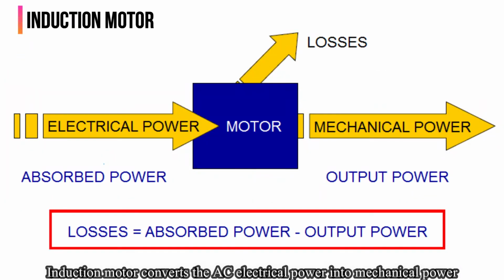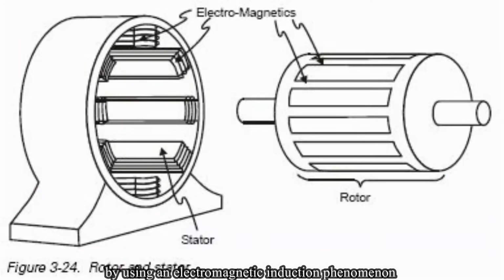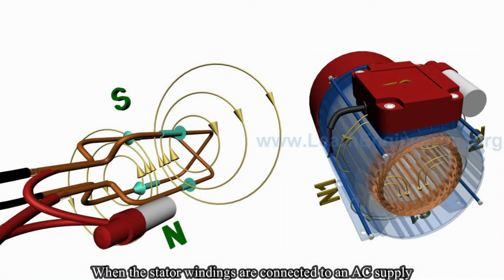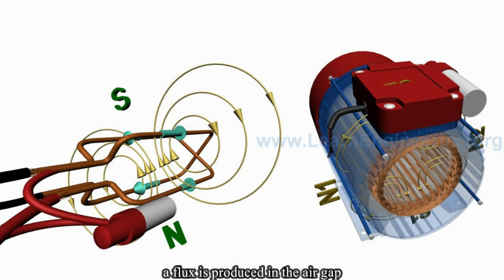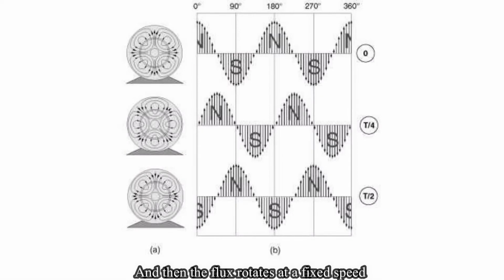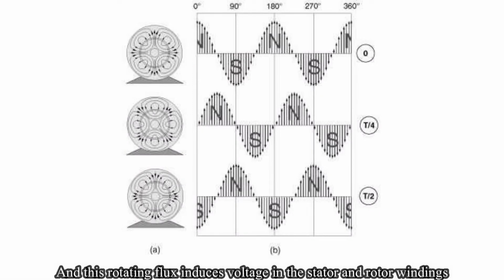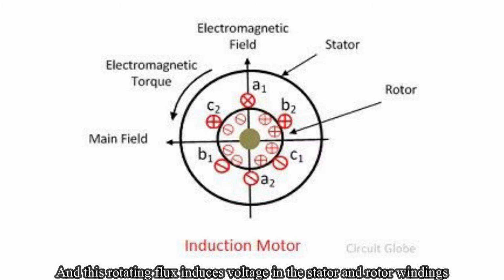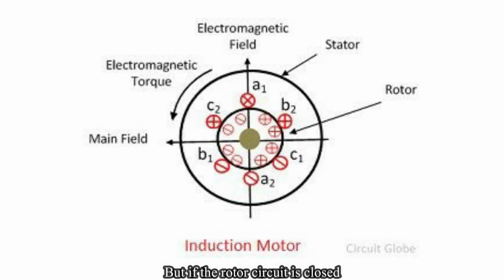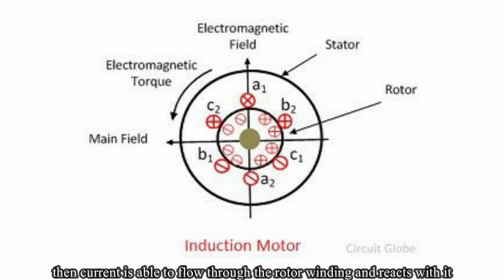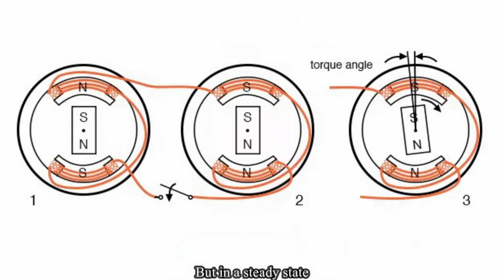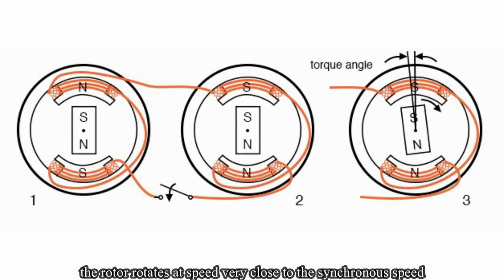Induction motor converts the AC electrical power into mechanical power by using an electromagnetic induction phenomenon. When the stator windings are connected to an AC supply, a flux is produced in the air gap, and then the flux rotates at a fixed speed. And this rotating flux induces voltage in the stator and rotor windings. But if the rotor circuit is closed, then current is able to flow through the rotor winding and reacts with it. Therefore, torque is produced. But in a steady state, the rotor rotates at speeds very close to a synchronous speed.